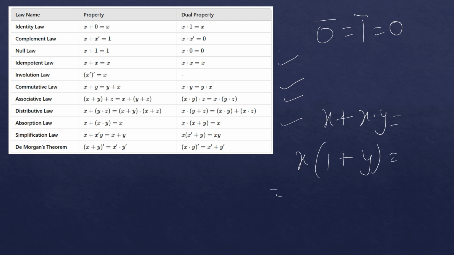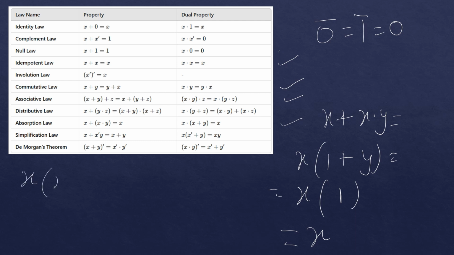See the null law. What does it say? Any value plus 1 is equal to 1. So I will write x, and anything plus 1 is equal to 1, so inside it will be 1. And you can see the dual property, the identity law. What does it say? x into 1 is equal to x. So it is equal to x. The absorption law is proved by normal properties.